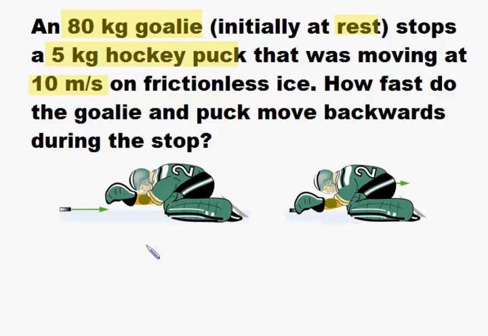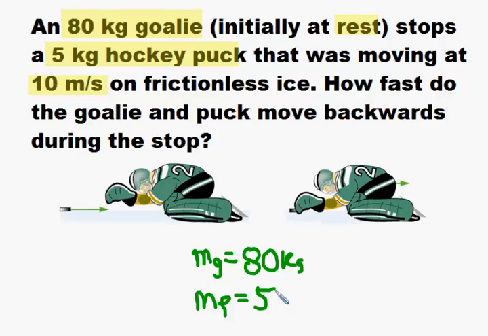All right, so let's start with our givens. This time I'm still going to end up with the goalie on top and the hockey puck on the bottom row, but I'm going to write in a little bit different order than before, though it's going to be the same pattern. The mass is going in the middle, so I'll start right in the middle. Mass of the goalie equals 80 kilograms. Mass of the puck equals 5 kilograms.